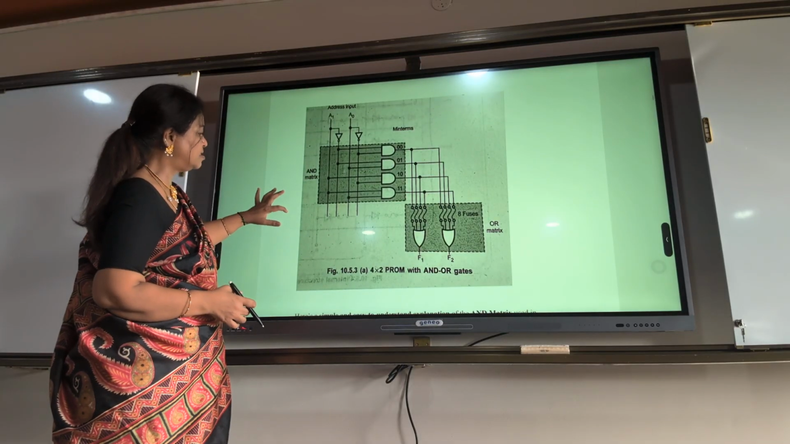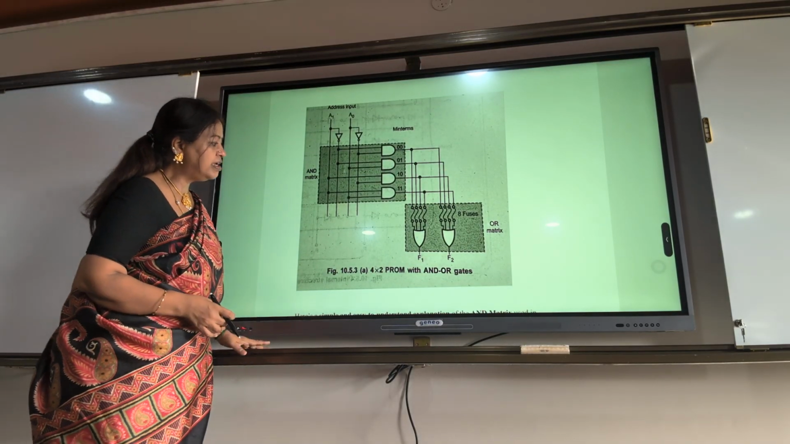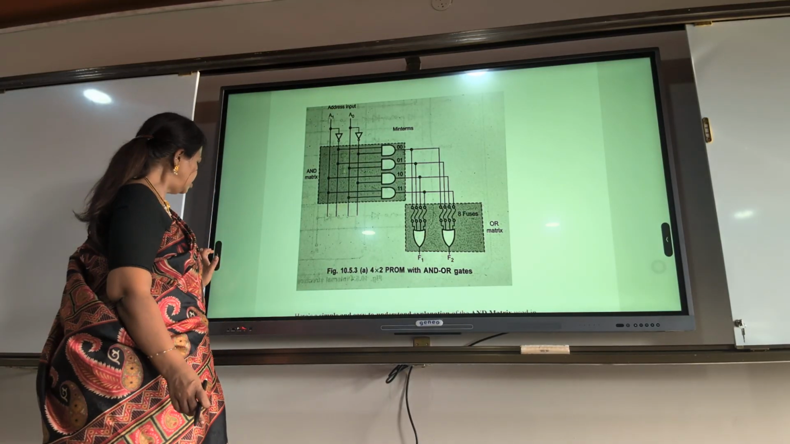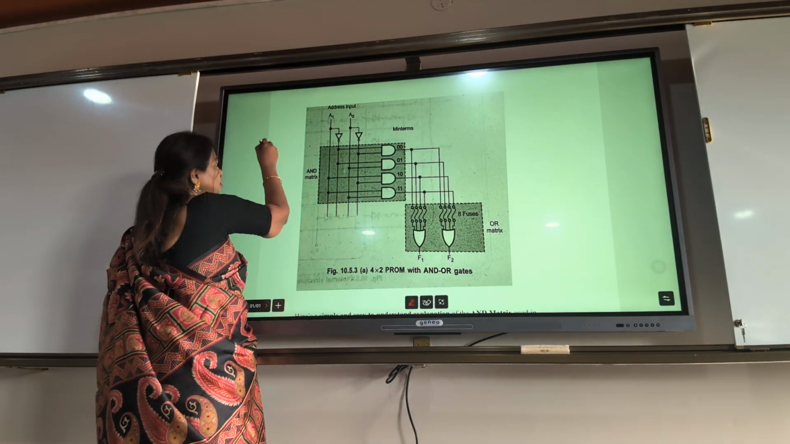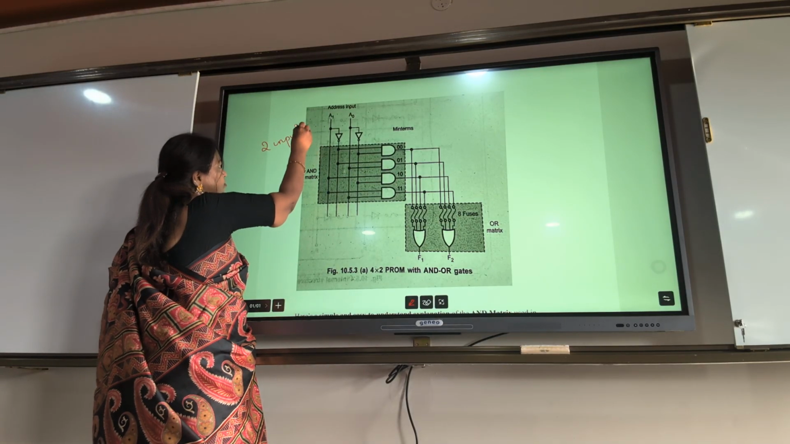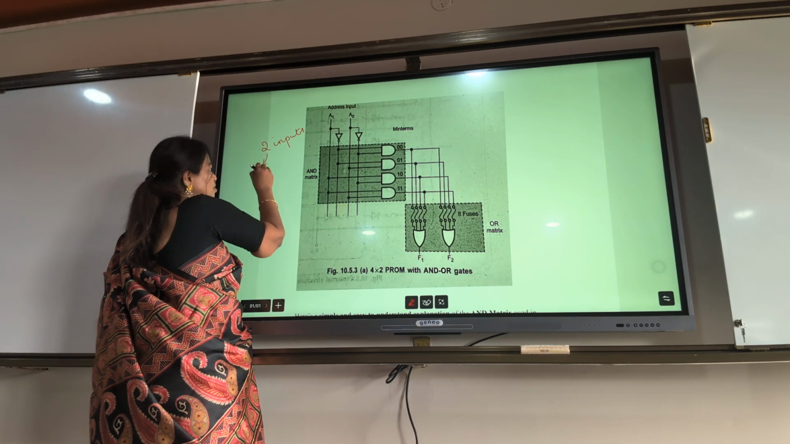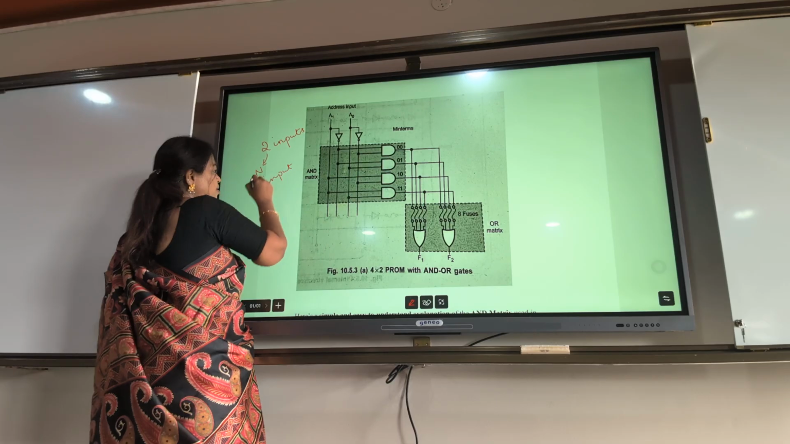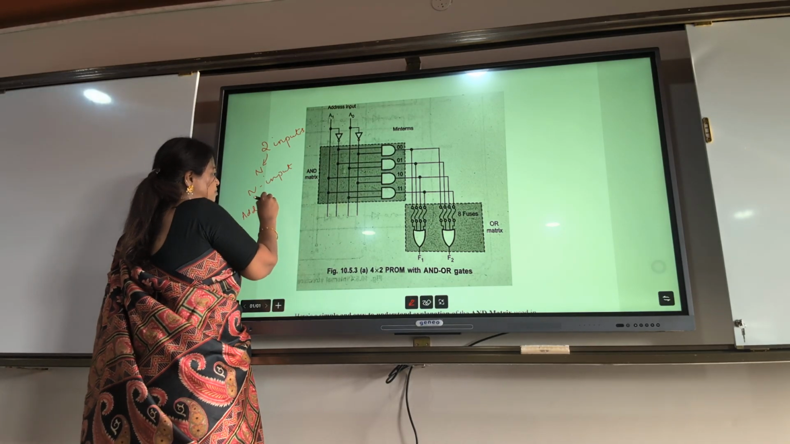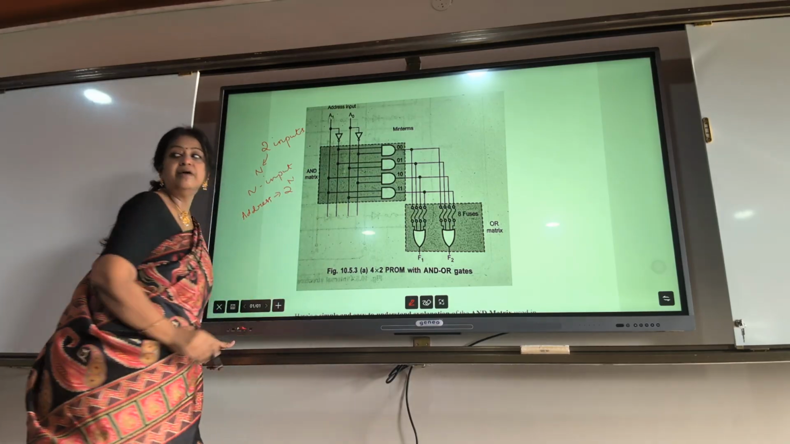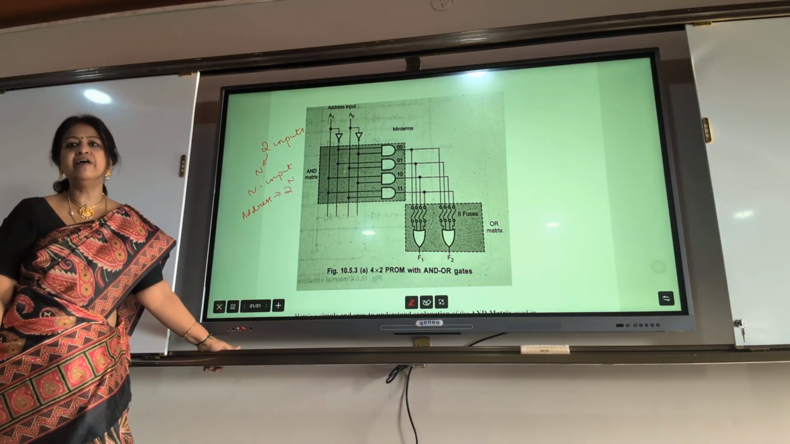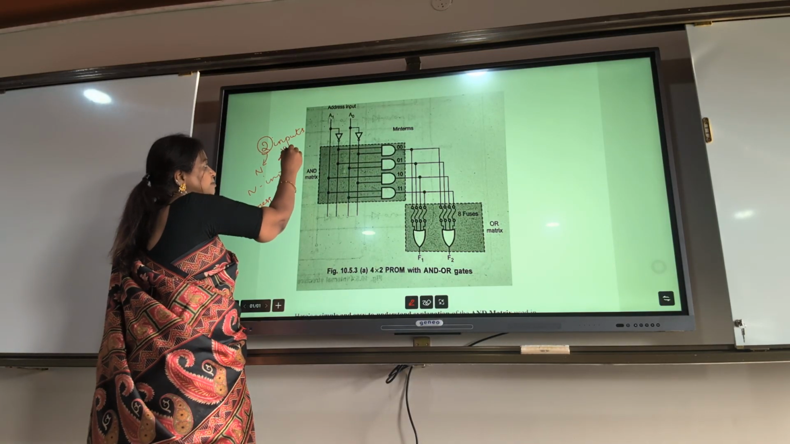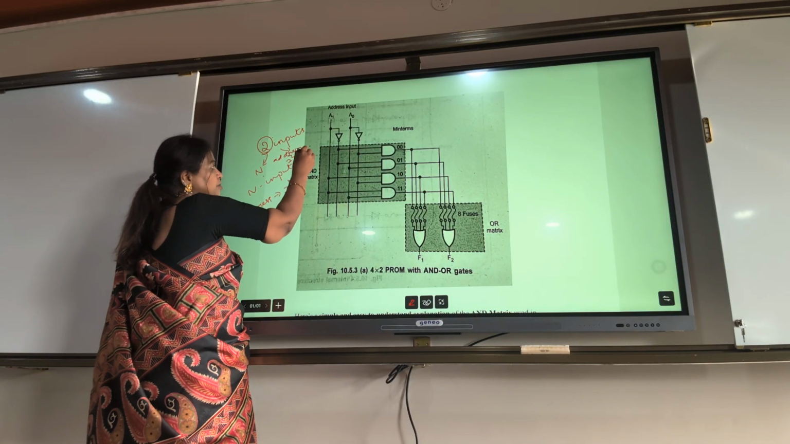So all those things, whatever we discussed, is there. This is one example of a 4 by 2 PROM. What is 4? We have 2 inputs, so n is 2. If you have n inputs, how many address lines do you have? 2 power n address lines. So here you have 2 inputs. How many address lines do I have? 2 power 2 is equal to 4.